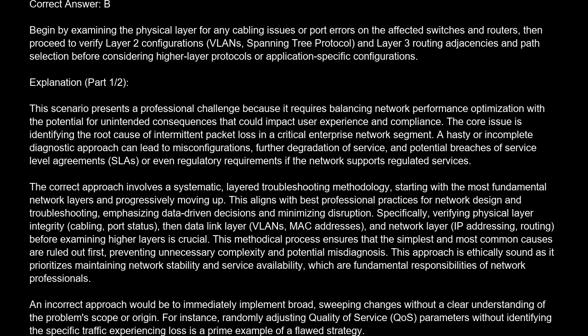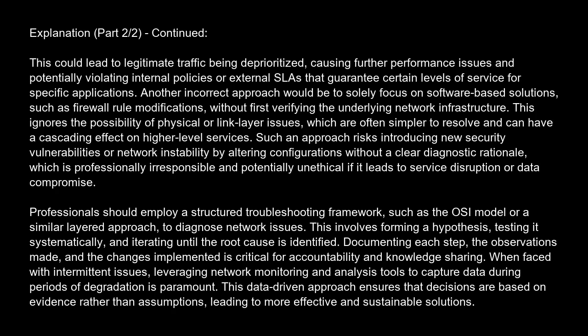network professionals. An incorrect approach would be to immediately implement broad, sweeping changes without a clear understanding of the problem's scope or origin. For instance, randomly adjusting quality of service (QoS) parameters without identifying the specific traffic experiencing loss is a prime example of a flawed strategy. This could lead to legitimate traffic being deprioritized, causing further performance issues and potentially violating internal policies or external SLAs that guarantee certain levels of service for specific applications.